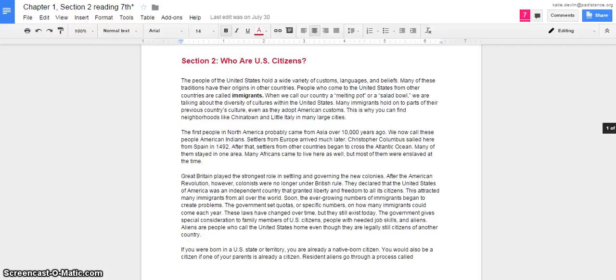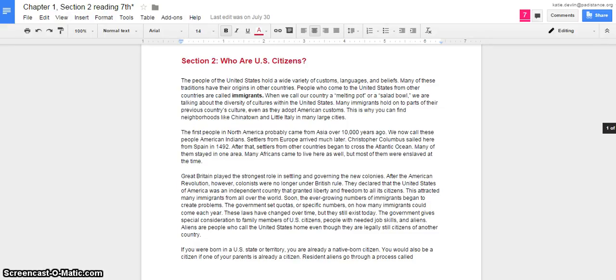Many Africans came to live here as well, but most of them were enslaved at the time. Great Britain played the strongest role in settling and governing the new colonies. After the American Revolution, however, colonists were no longer under British rule. They declared that the citizens of America were an independent country that granted liberty and freedom to all their citizens. This attracted many immigrants from all over the world.